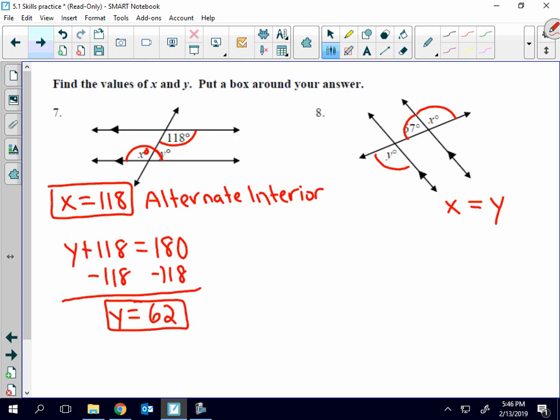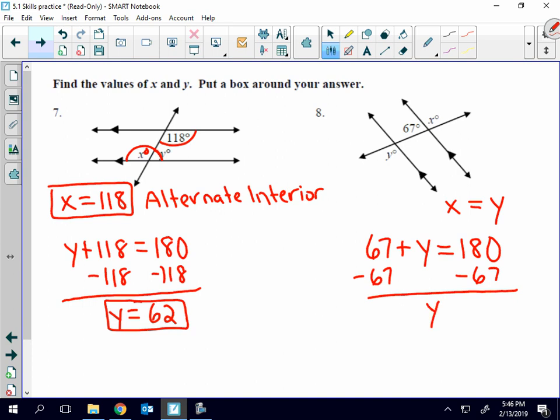Well, you know that any acute angle plus any obtuse angle equals 180 degrees. So our acute angle, which is 67, plus either one, angle y or x, I'll use y, equals 180, because together they have to add to 180. So if we subtract 67 from both sides, I get that y equals 113 degrees. And if y equals 113, since x equals y, then x is the same.